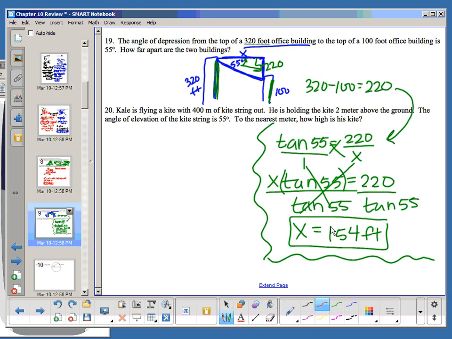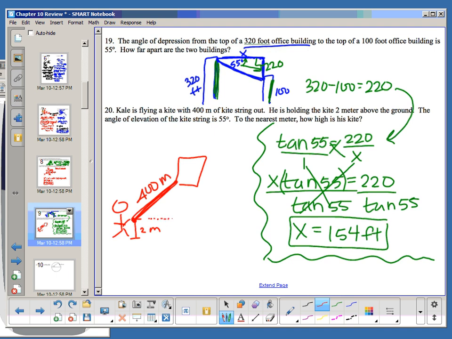Okay, the next one, Kale is flying a kite with 400 meters of string out. So my first step would be draw Kale and a kite. And we know that the kite string is 400 meters. He is holding the kite 2 meters above the ground, which means his hand right here to here, that's 2 meters. And the angle of elevation of the kite, excuse me, is 55 degrees.